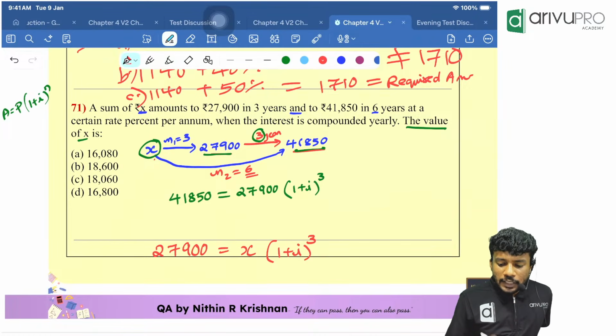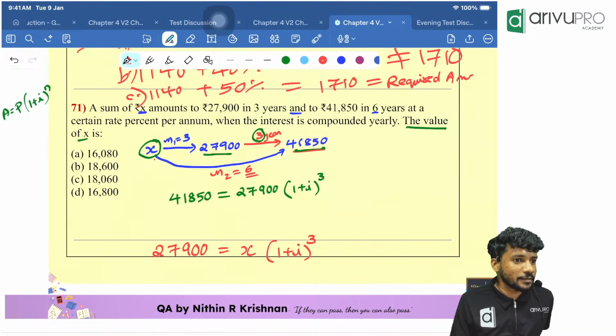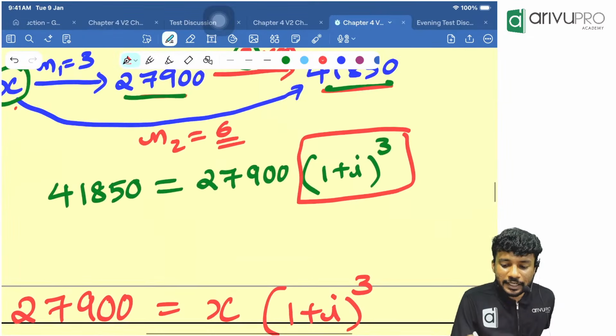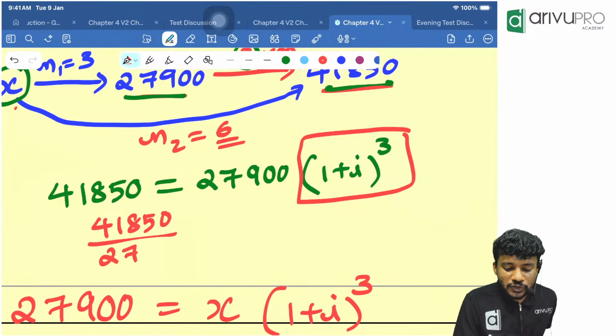Now, can I find the value of 1 plus I? Sir, but it is not given, how to find without it? Yes, that's why we are going to find this. How to find the value of 1 plus I the whole power 3? Can I take this to the other side? 41850 divided by 27900 is nothing but 1 plus I the whole power 3.